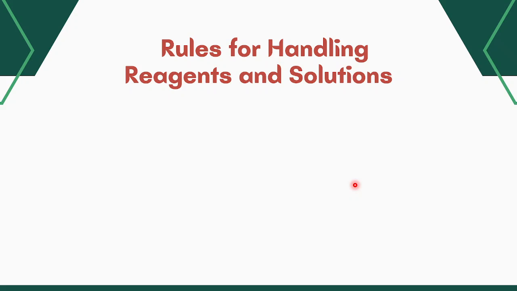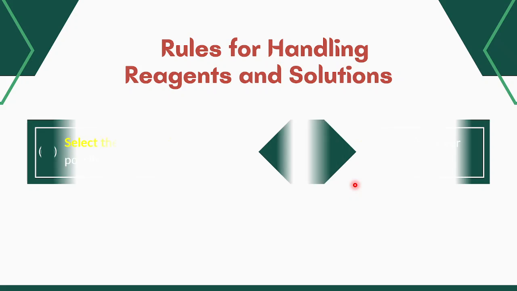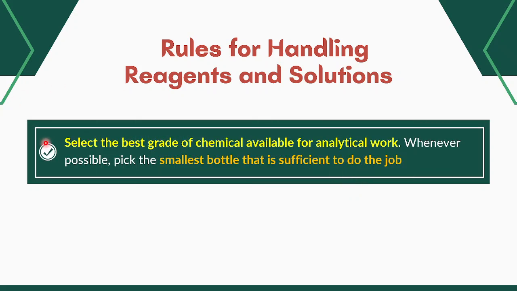Now, how do we handle reagents and solutions? So we have here a list of suggestions in the proper handling of these reagents and solutions. First, select the best grade of chemical available for analytical work. And whenever possible, pick the smallest bottle that is sufficient to do the job. We cannot use chemicals that are not appropriate for our analytical methods or the type of experiments that we will do.